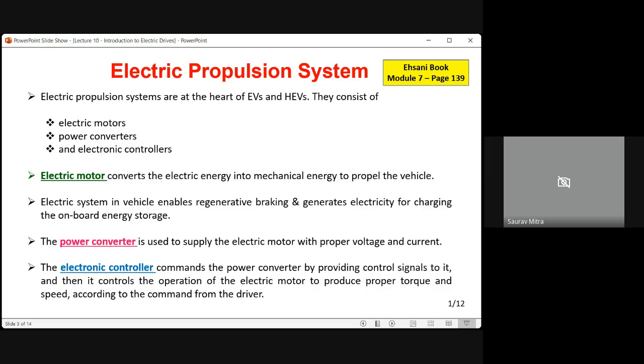Third one is the electronic controller. It commands the power converter by providing control signals to it, and then it controls the operation of the electric motor to produce proper torque and proper speed according to the command from the driver.